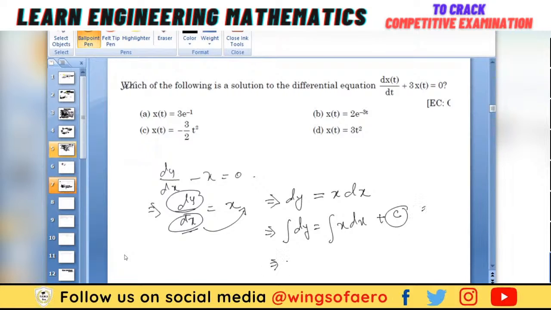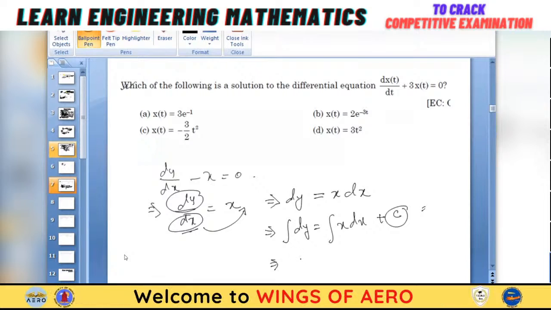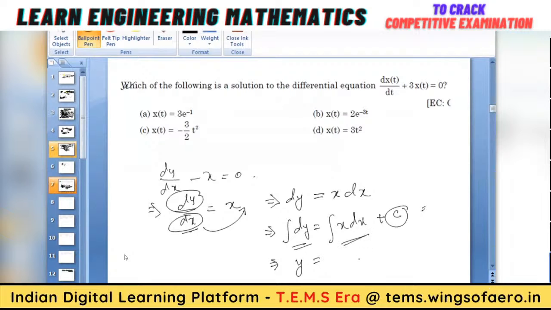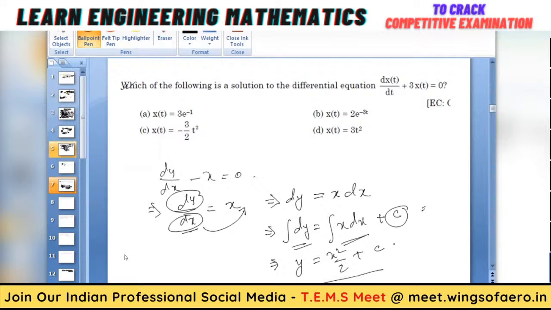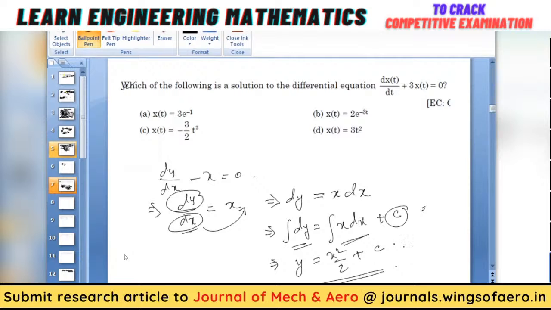And after solving this, we can see that dy, what is the integration of dy? Obviously it is y. What is the integration of x dx? It is x square by 2 plus c. So this is the solution of the differential equation. Now this is called the general solution, GS.